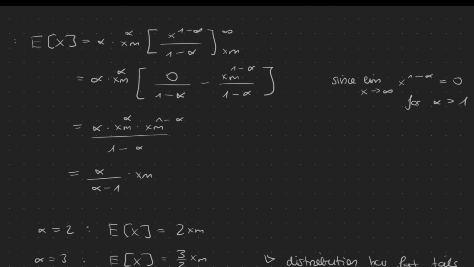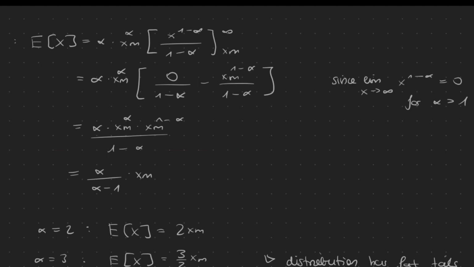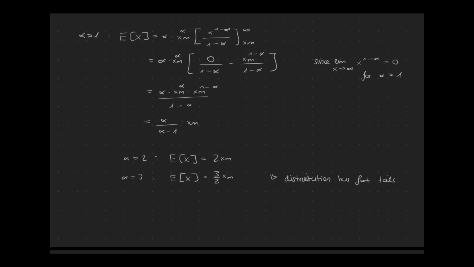The limit of x to infinity for x to the power of 1 minus alpha, for alpha being greater than 1, is converging to 0. So the first term is 0, minus x_m to the power of 1 minus alpha divided by 1 minus alpha. And now we can simplify, and what we obtain is the result. It's alpha divided by alpha minus 1 times our constant x_m. So as we can see, the expectation value for alpha greater than 1 is defined.